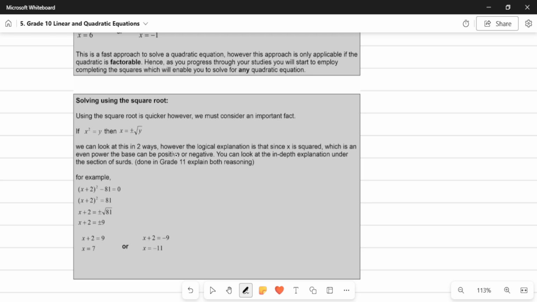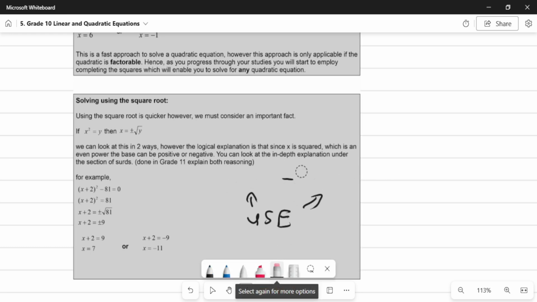You can look at the more in-depth explanation under the section of surds done in grade 11, explaining both reasonings. Alright, I will not talk about that now. Again, as I said, it's a higher grade thinking. But as I've said, you could have 2 squared is the same as minus 2 squared. So whenever you are using the square root, make sure you include both the possibilities. We've talked about that under the exponents module extensively.